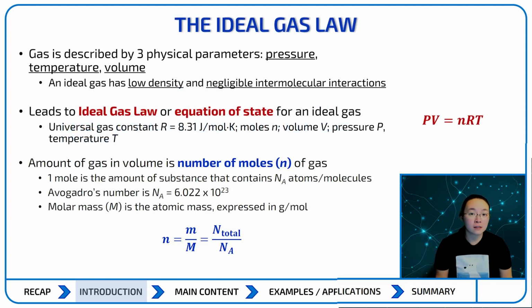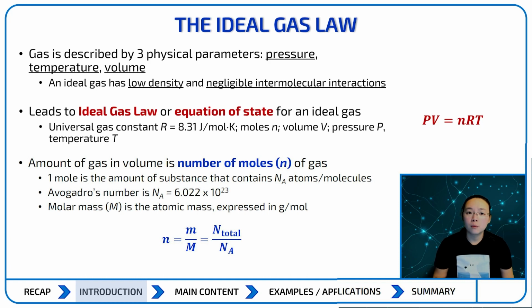So with the ideal gas law, if you've taken basic chemistry, you should know about this already. The equation is PV equals nRT, and I have this over here on the right in red. Gas can be described by three physical parameters. First of all, gas is going to experience pressure, it's going to be at different temperatures, and it's going to exist in different volumes. So that means your gas needs to be able to be described by those three parameters.